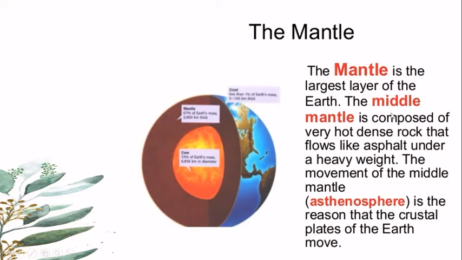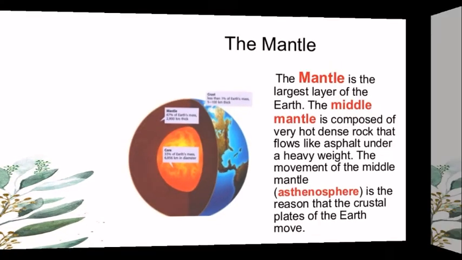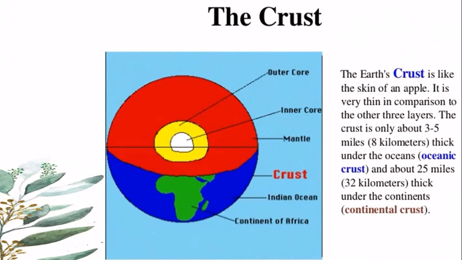The mantle is the largest layer of the earth, and the middle mantle is composed of very hot, dense rock that flows like asphalt under a heavy weight, and the movement of the middle mantle is the reason that the crustal plates of the earth move. So for this reason, we can say this zone is known as the basalt region. And the upper part of the mantle is called the crust. This portion is known as the crust.